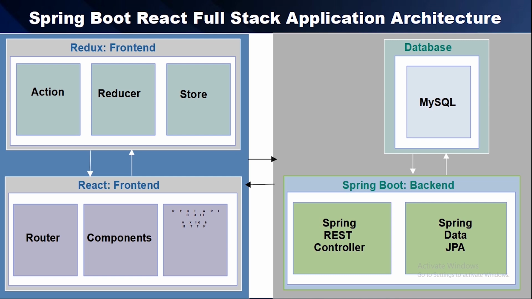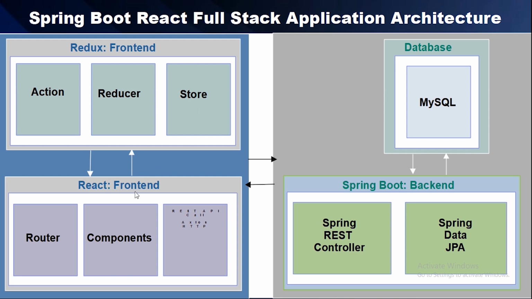You can see here we have the action. An action is a plain JavaScript object that describes a change to be made in the state. We also have the reducer, which specifies how the state should change in response to an action. We also have the store. The store is an object that holds the entire state tree of our application.